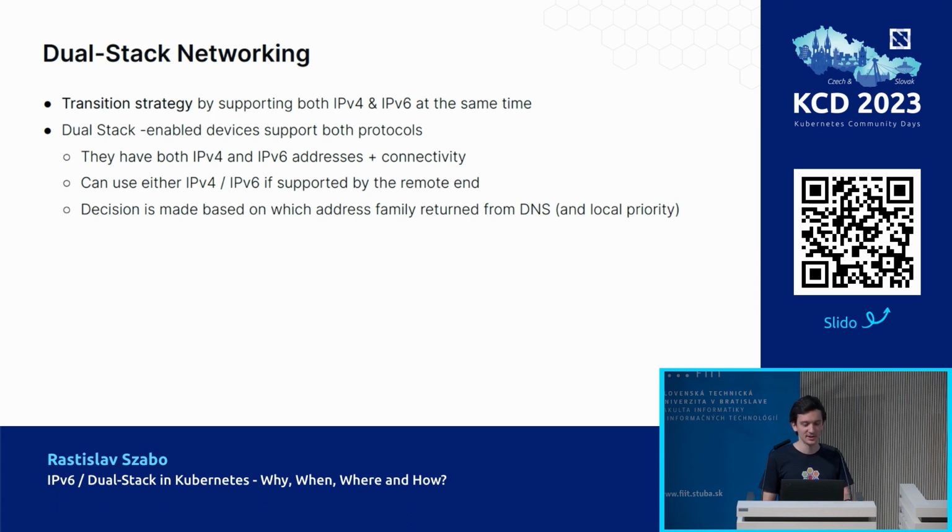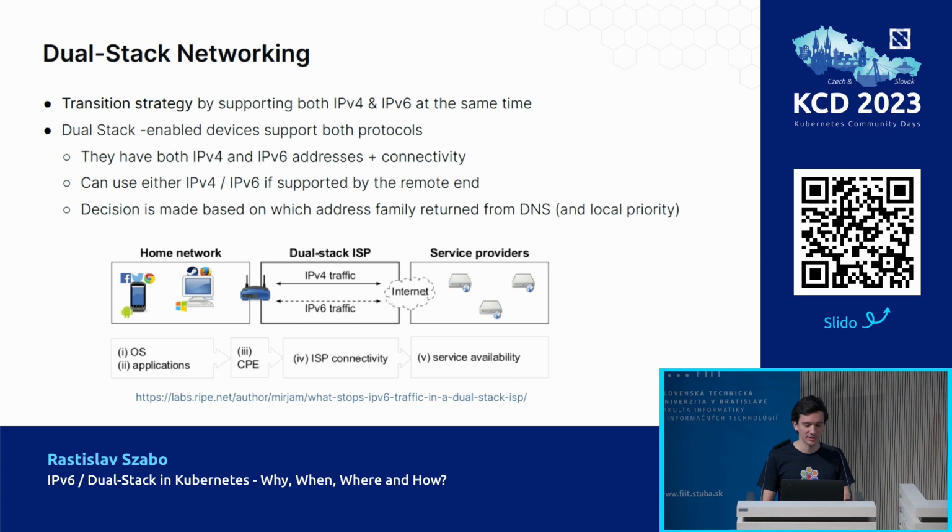So as it turned out, we cannot just turn off IPv4 in our internet and start using IPv6 at a single point in time. So we need some meaningful transition strategy. And that transition strategy is DualStack. DualStack means that DualStack-enabled devices can support both protocols at the same time, so that they can have both IPv4 and IPv6 addresses. They can use either IPv4 or IPv6 if supported by the remote end, and the decision is made based on which address family is returned from the DNS lookup for a particular domain.